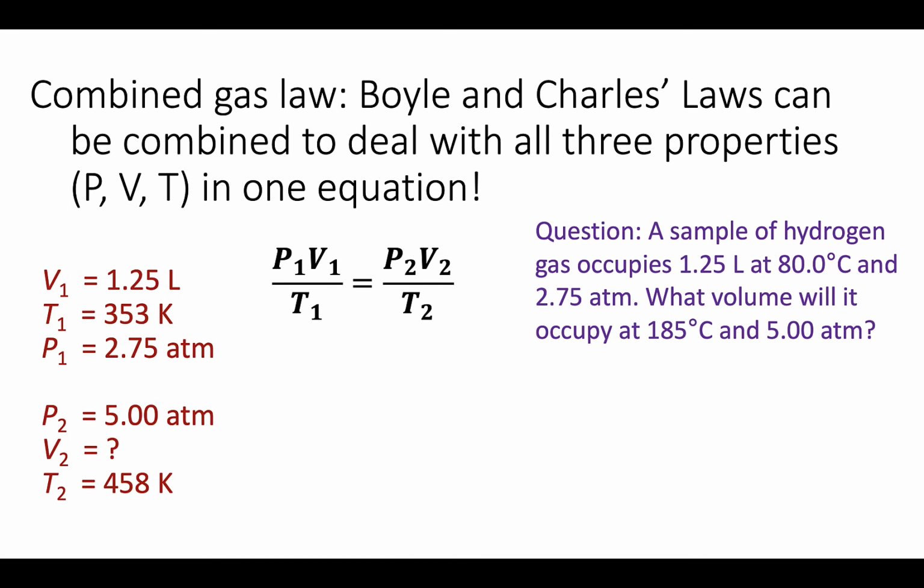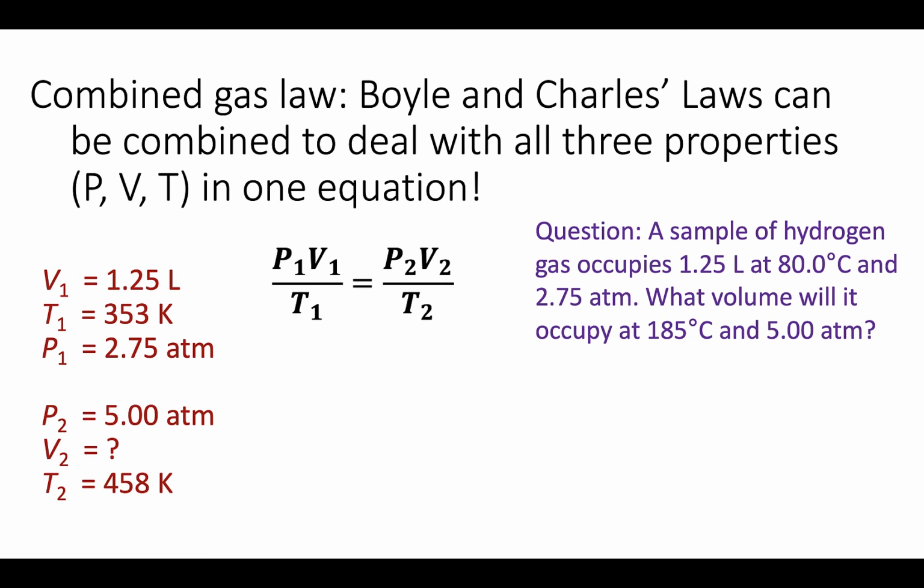And here is what I would place, right? So the volume is 1.25 liters. That volume goes with the 80 degrees C and the 2.75 atmospheres. So here our T1 is 80 degrees Celsius in terms of Kelvin. And our final pressure is going to be 5 atmospheres. And this 458 Kelvin, which again is 185 Celsius converted to Kelvin.